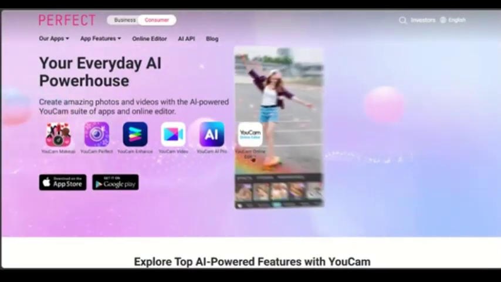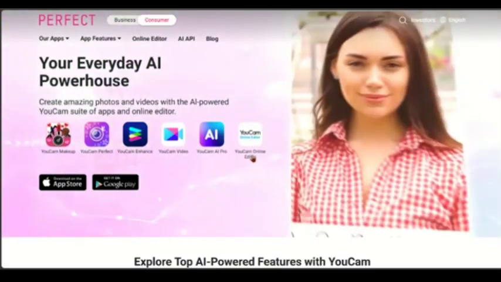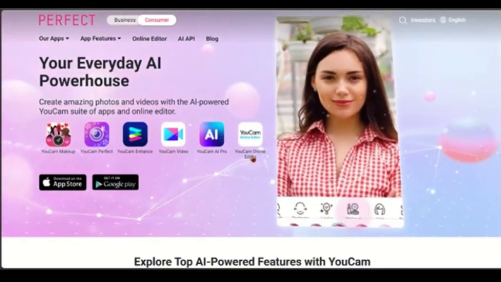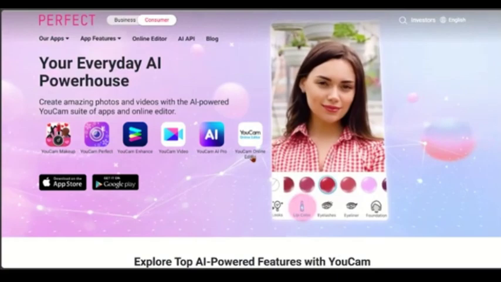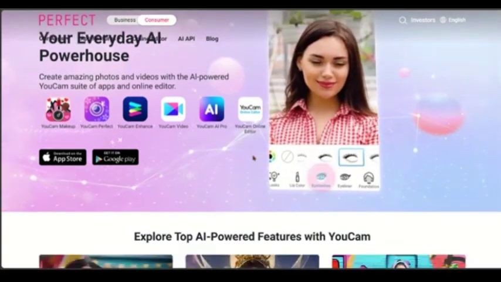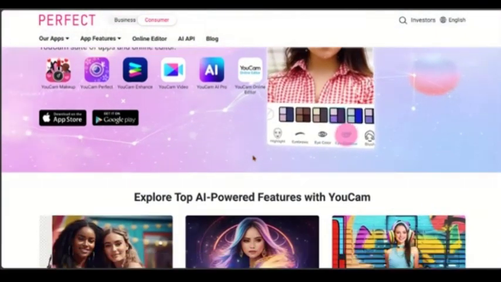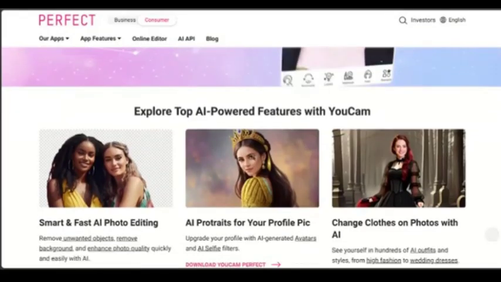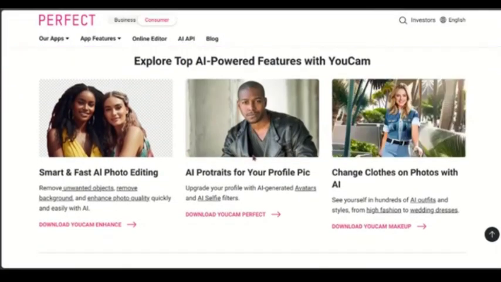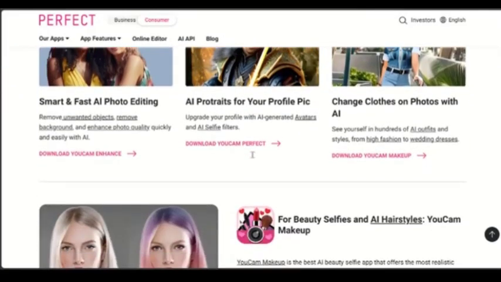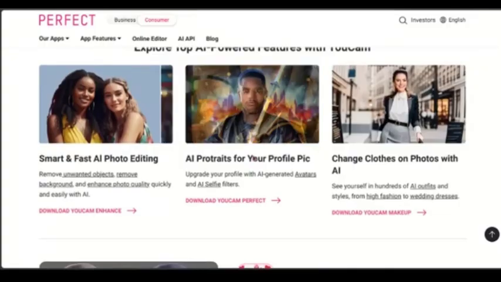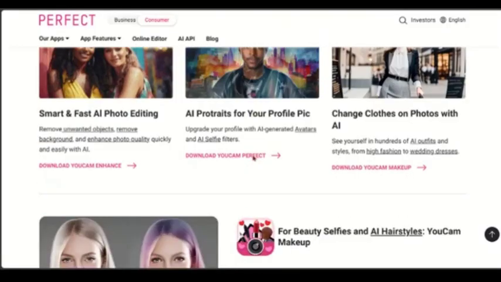Youcam Perfect is beginner friendly and has instant edits, while Dall E2 just uses simple prompts, but requires creativity. When we look at AI tools, Youcam Perfect has retouch, beautify, and background removal, while Dall E2 has AI image generation from text descriptions. Next, price.